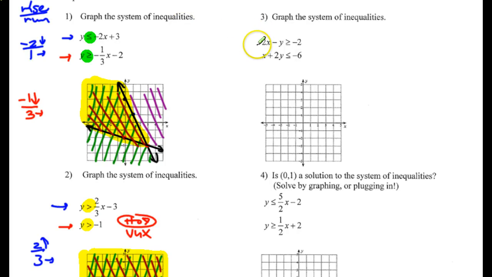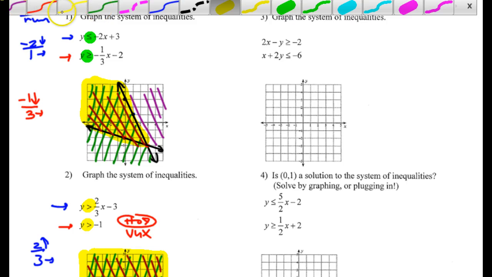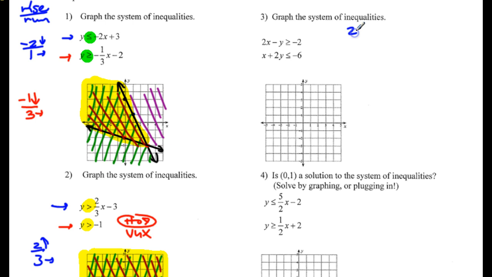Alright, let's look at number 3 over here now. Now as you can see by both of these inequalities, neither of these are y equals mx plus b, so I'm going to have to solve these first. Alright, so let me try to do these in different colors. So first inequality is 2x minus y greater than or equal to negative 2. So remember, we're solving for y because we wanted to say y equals. So our first step would be to subtract the 2x from both sides. Those are gone. Be very careful that it's not just y, but negative y is left.